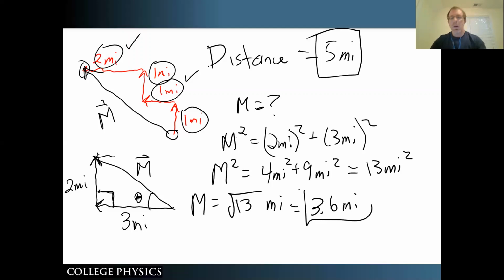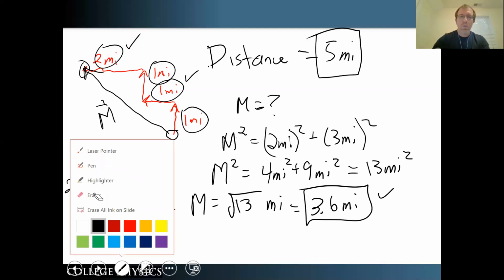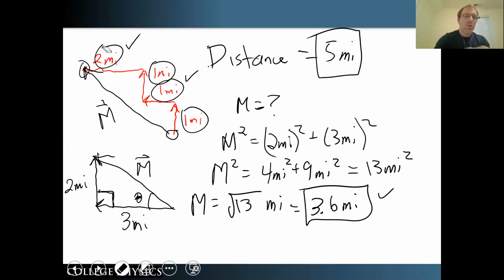When I took the square root of both sides there, it's not just the number 13 that gets the root; it's also the units that get the root. That makes sense, because if I'm talking about a displacement, it should be miles, not miles squared. So the size of Mary's displacement is 3.6 miles. All right, so that answers the size of her displacement, but it does not get us to our full result that we're asked for.